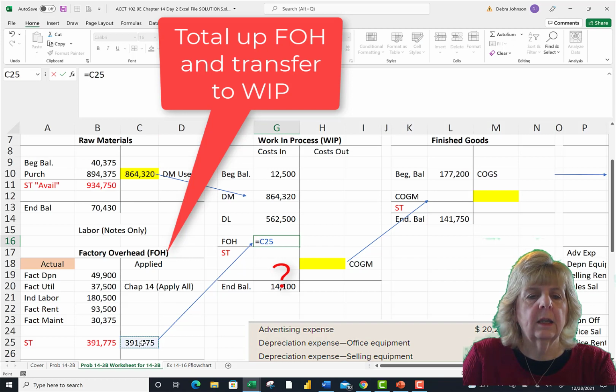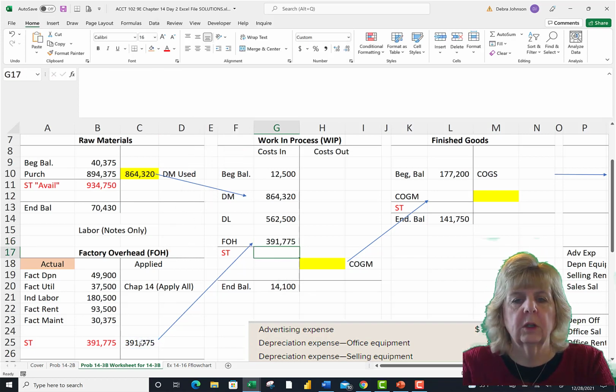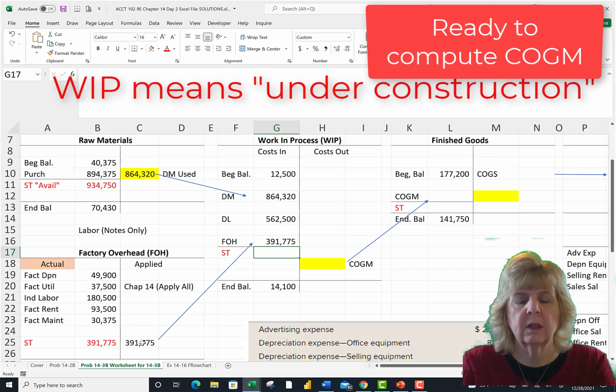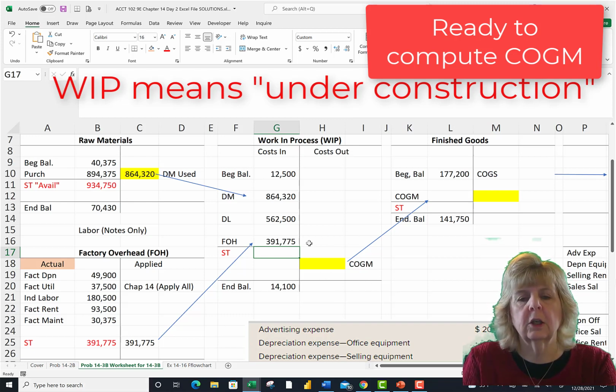and transfer it out of factory overhead and into WIP. Okay, that brings us to one of the most important calculations of the entire chapter. Remember what WIP is. It stands for work in process or work in progress. You'll see the account both ways. And these are all the jobs that went through the factory during this period of time. The major goal on cost accumulation systems is to calculate this cost of goods manufactured here.